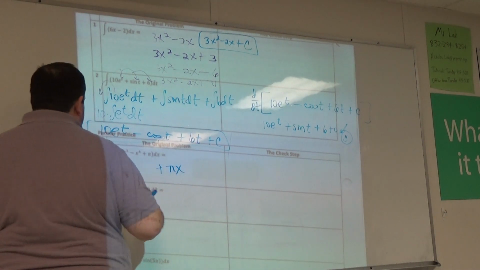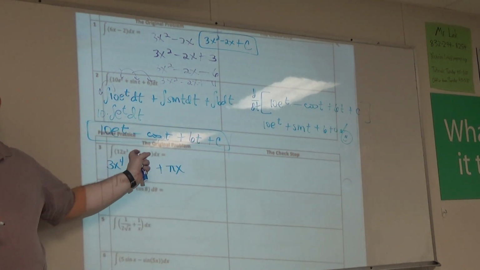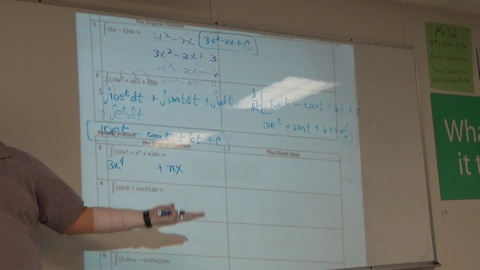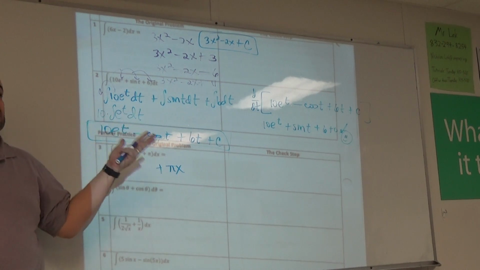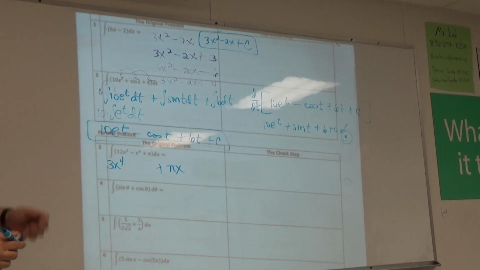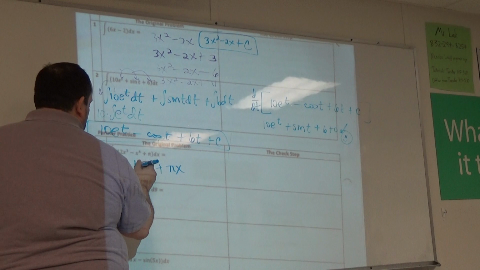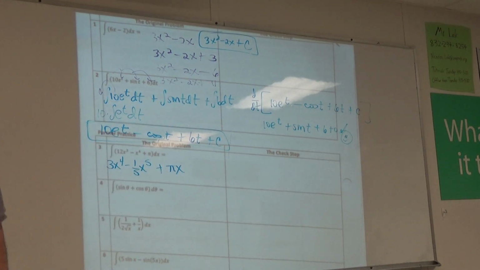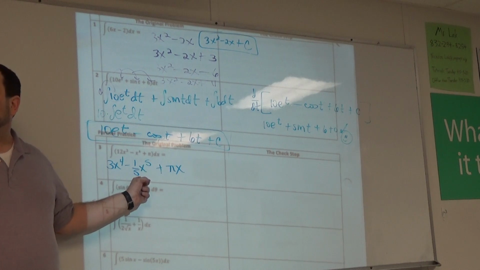Plus pi x. Now last class where we struggled for a little bit is what on earth would I take the derivative of and get x to the 4th? Is there such a thing? What would it possibly have to look like? Marvin? Minus 1/5 x to the power of 5. Yes. Does that work? Yes.